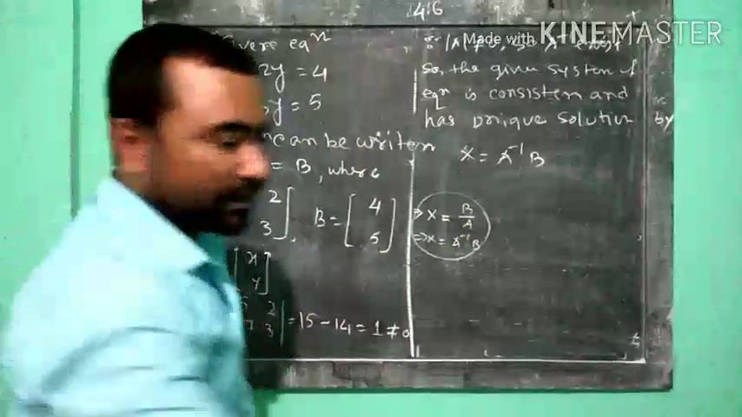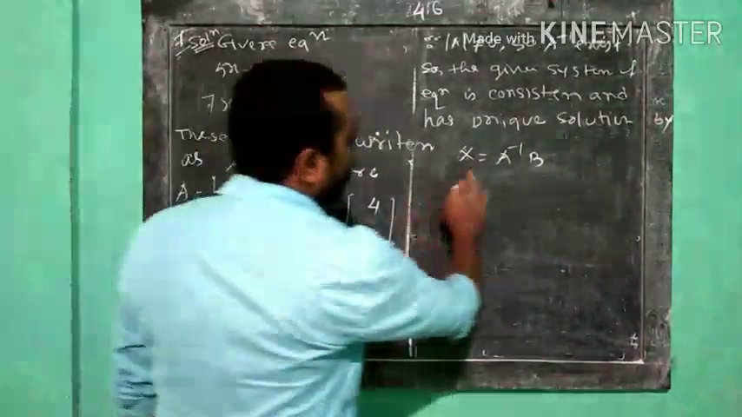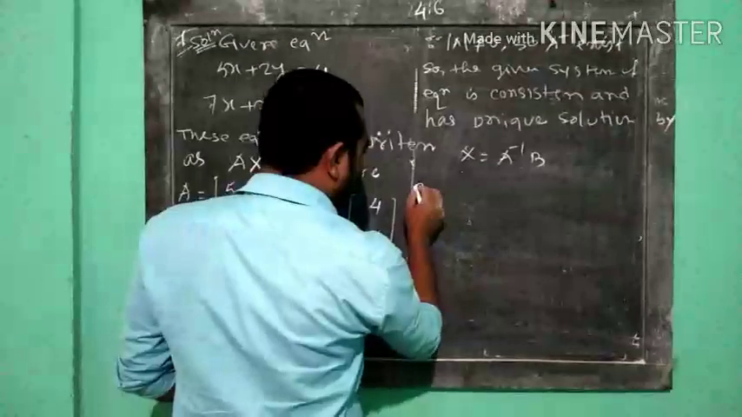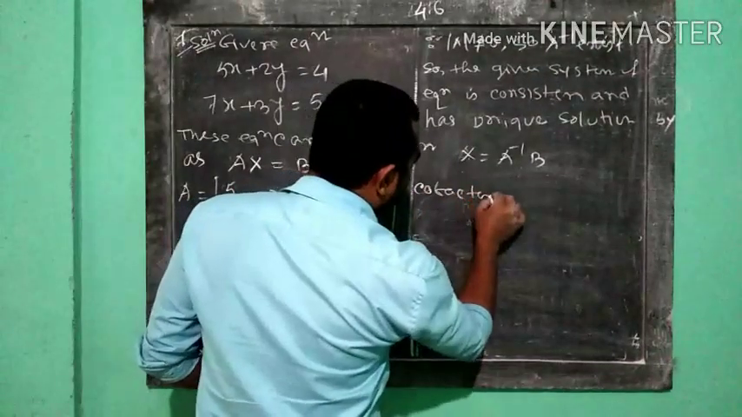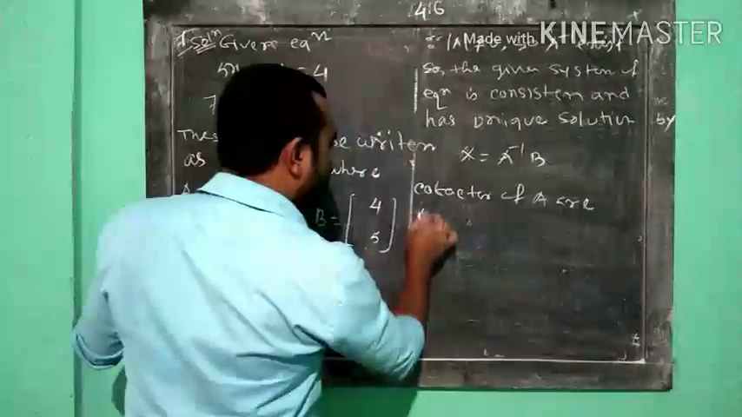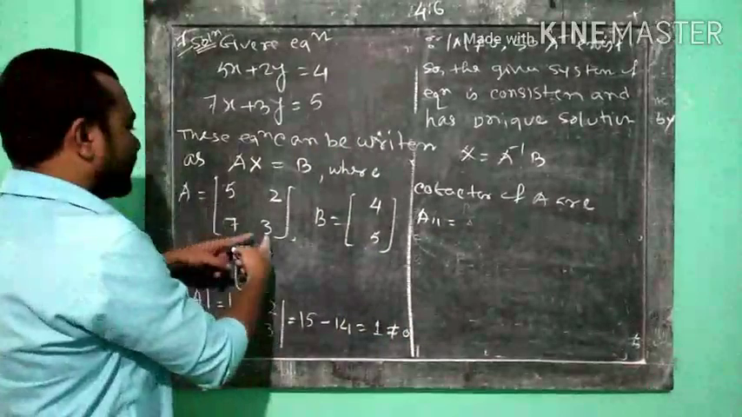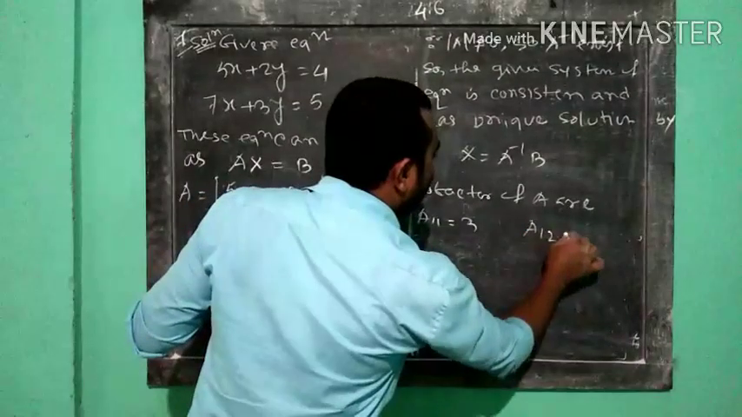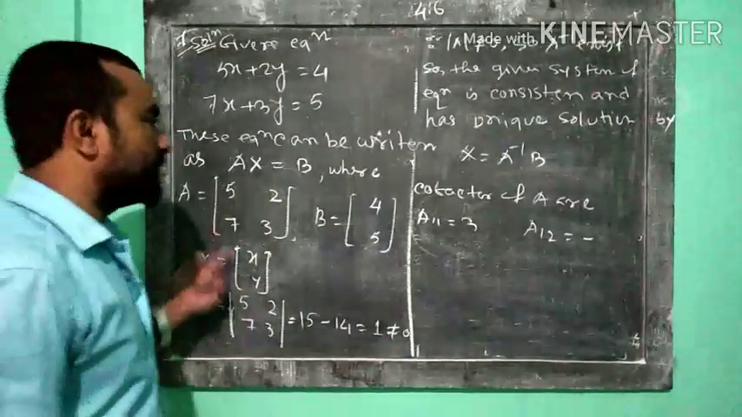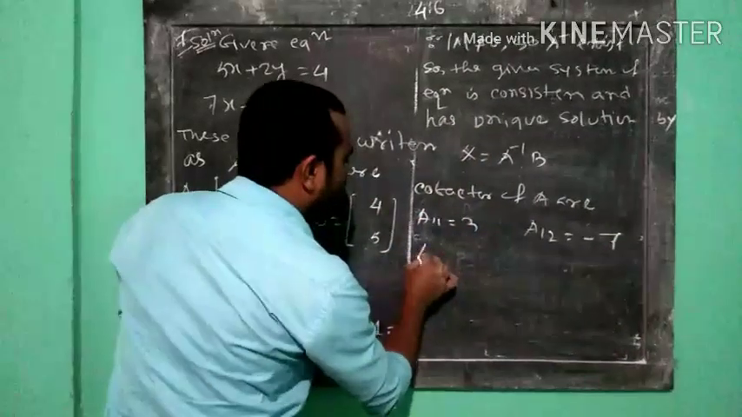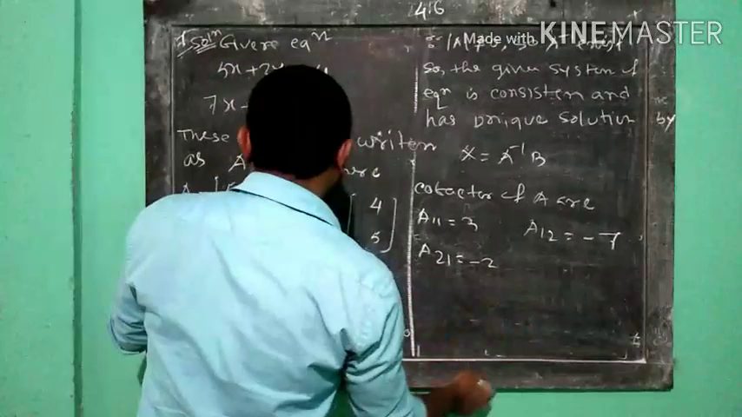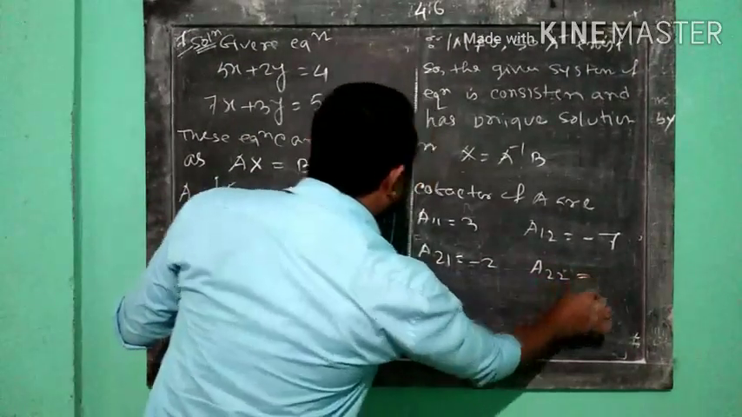This is clear. Now for A inverse, first of all we find the cofactors. The cofactor of A: A11 is 3. A12, sign should be negative here, cancelling by first row and second column, this is 7. A21, sign should be negative here, this is minus 2, and A22 equal to what?